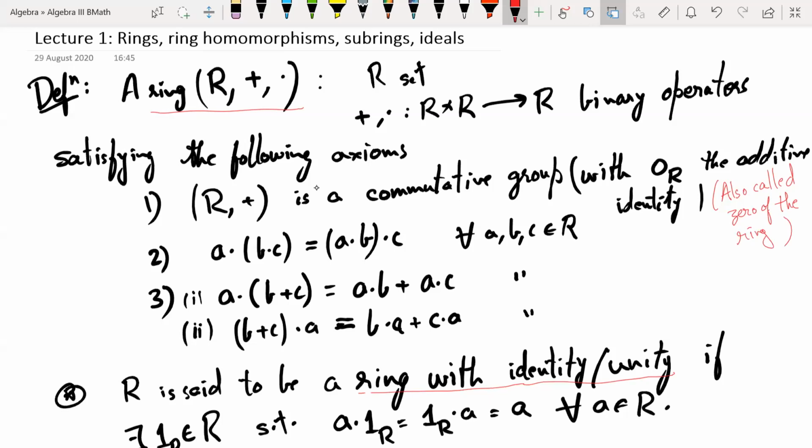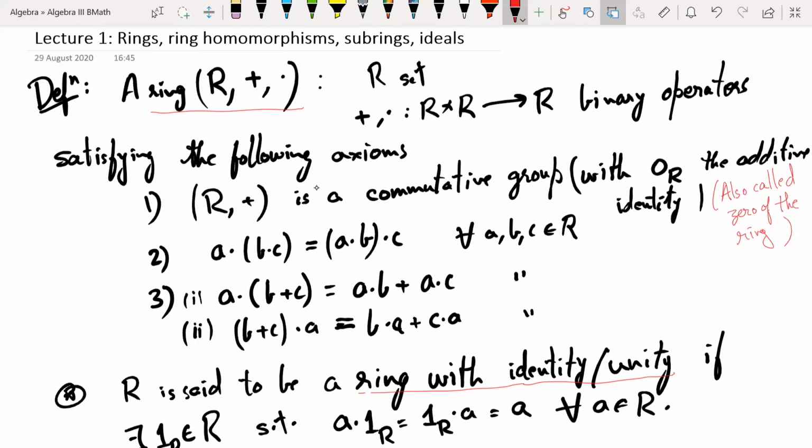Of course, this axiom you can expand. You can throw in all the group axioms together with the axiom that plus is a commutative binary operator. So for instance, plus is associative, and additive inverses exist. If a is there, then there exists an element -a in R such that if you add them, you get 0. And the identity element has to be there. All those axioms you have to throw in.